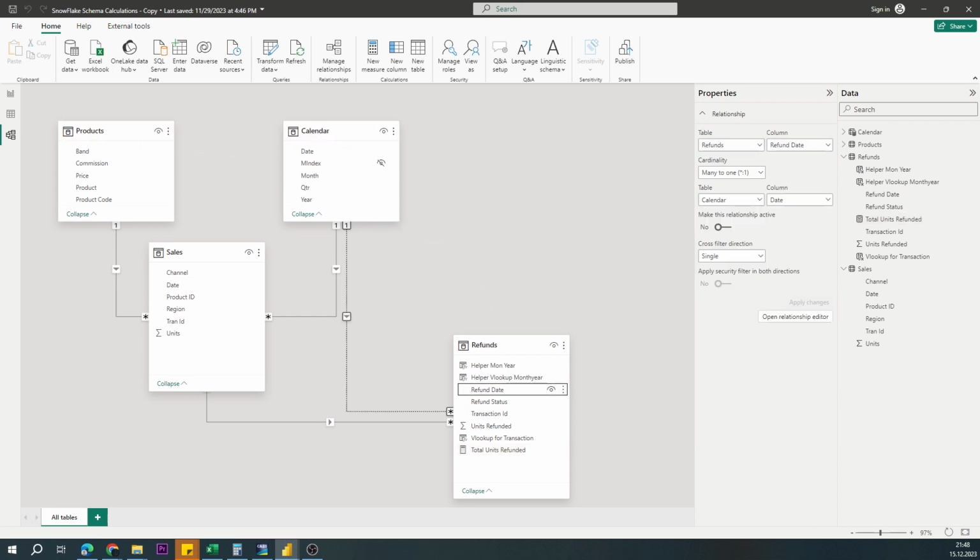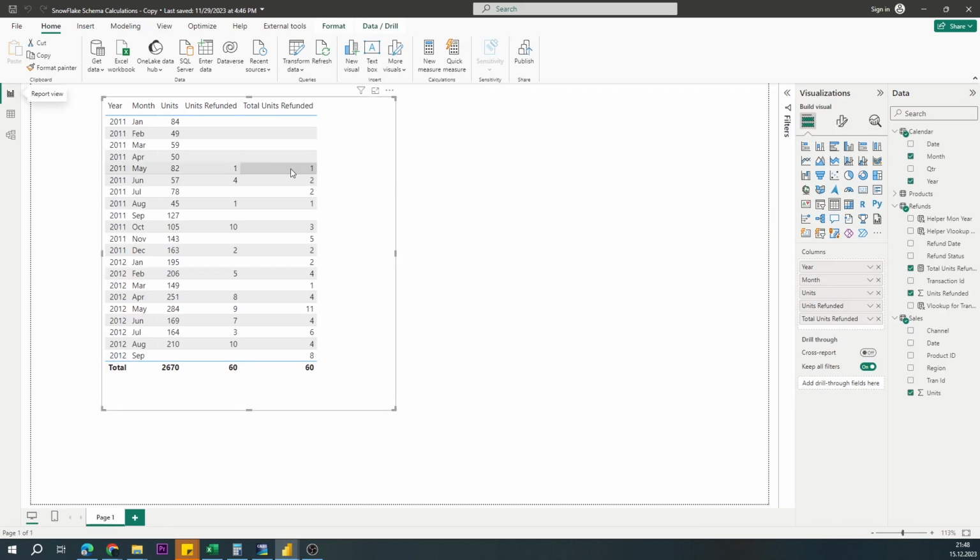So that was it, and thanks for your attention. That was the Snowflake structure calculation problems and how to handle this kind of problem so as not to miss our targets. Thanks.